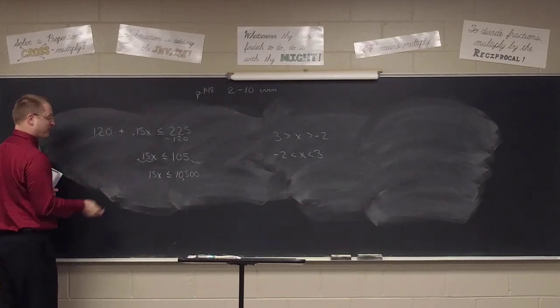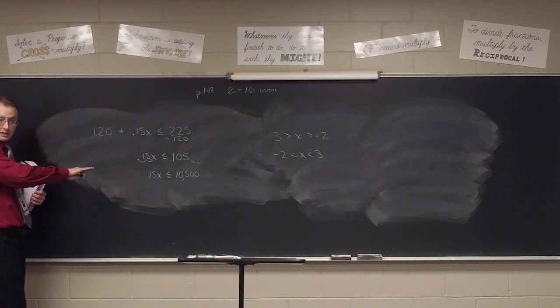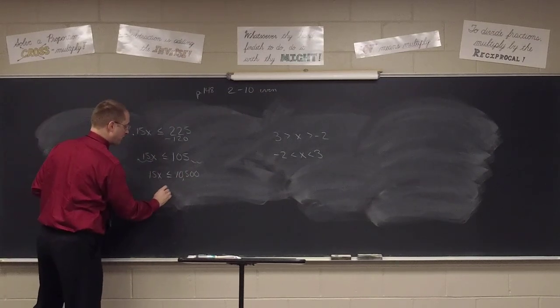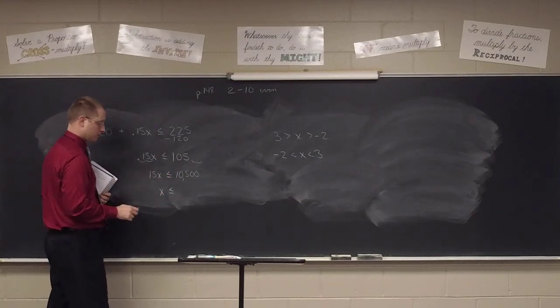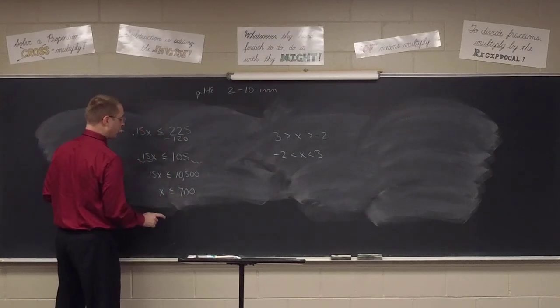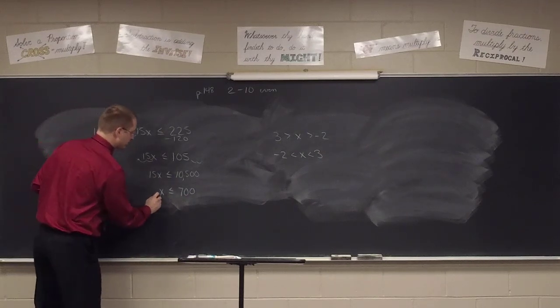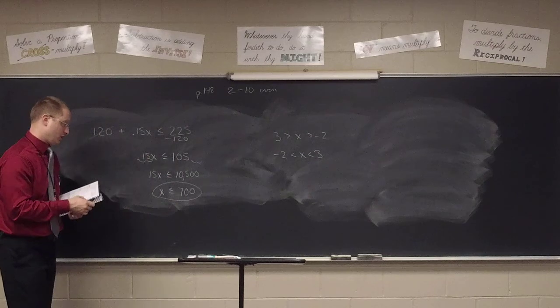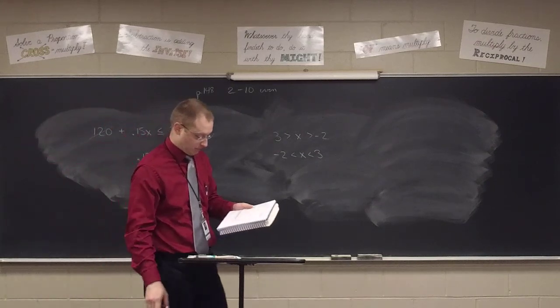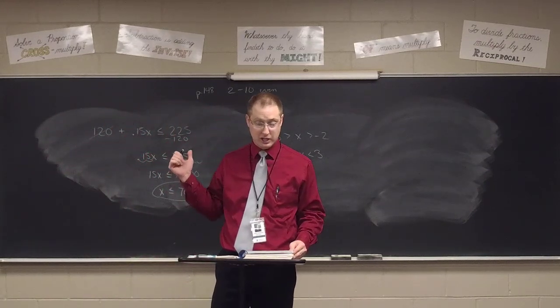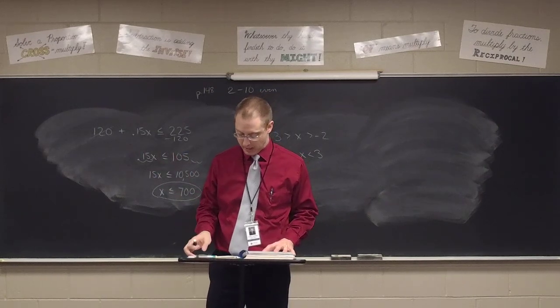10,500. And then, of course, we have to divide by the 15. Maddie, did you do this? And what did you get when you divided away the 15? Comes evenly to 700. So she needs to drive less than or equal to 700 miles if she wants to stay under budget or on budget. Questions on number 10? Less than or equal to 700 miles.